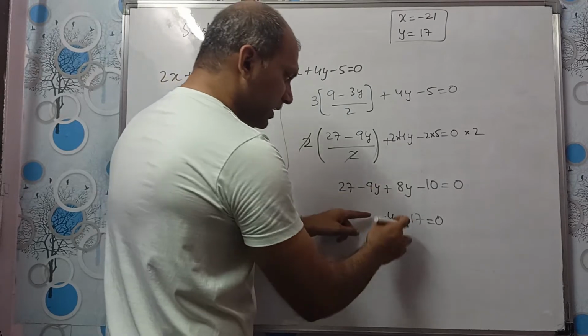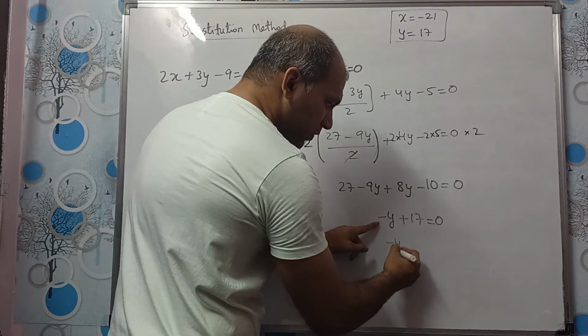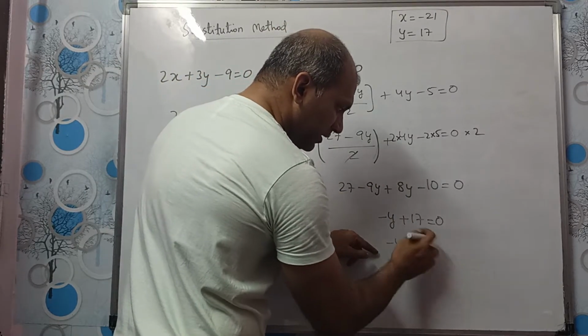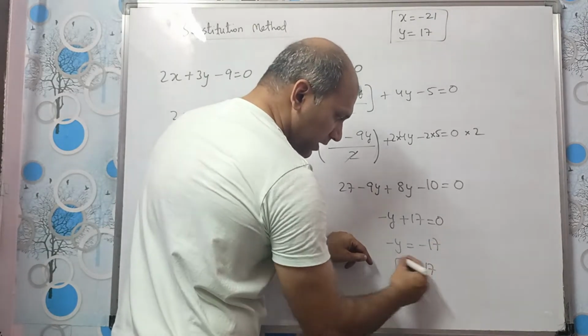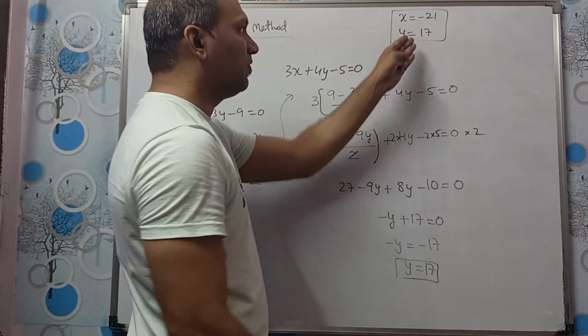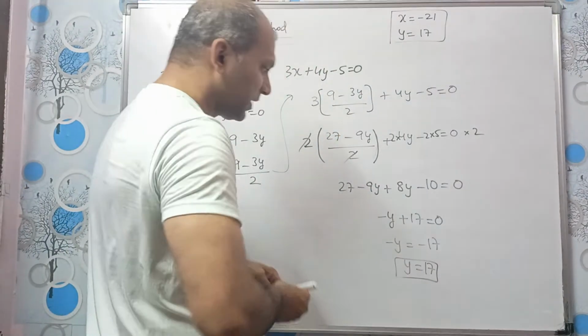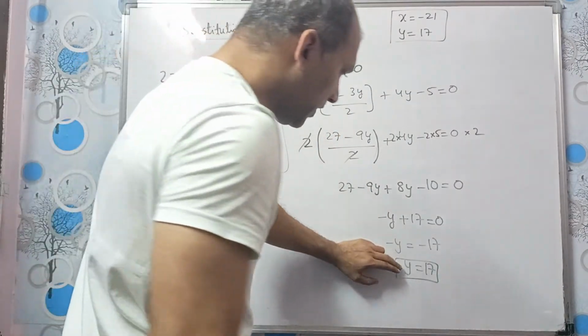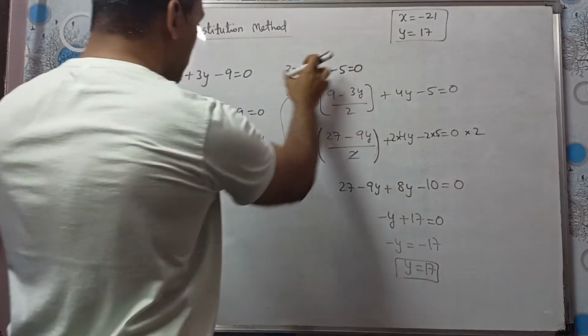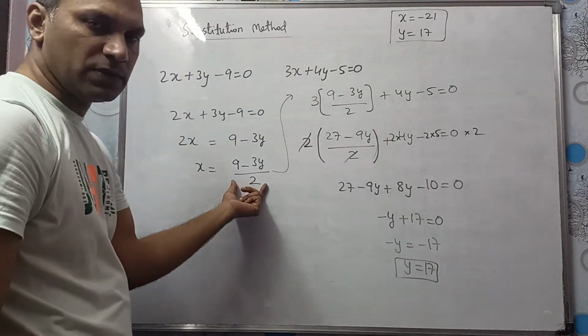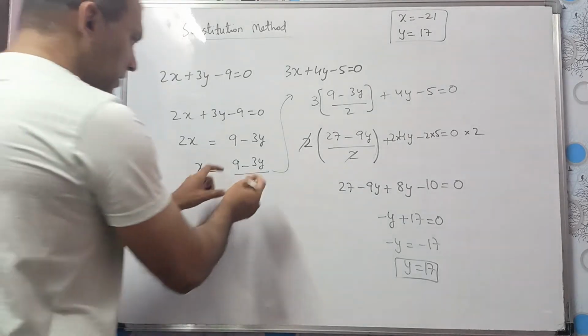I hope this is clear. Now, minus y will be equal to minus 17 because plus 17 goes on the other side. Y is equal to how much? It is equal to 17. Y was equal to 17 only, right? Now, whatever value of y we got, we should either substitute in the first equation or second equation, or we can substitute it here also. Okay, let us substitute it here.